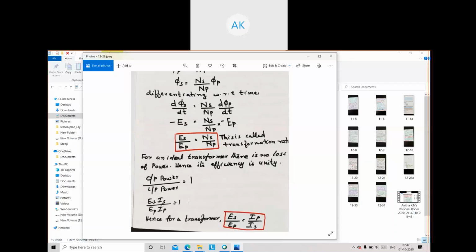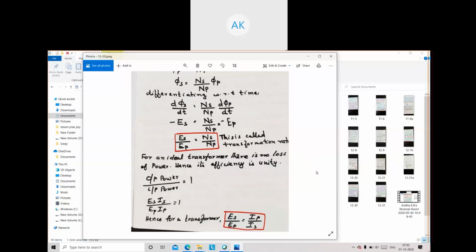ESIS by EPIP, the power equation, E into I. ESIS by EPIP equal to 1. Hence, for a transformer, ES by EP equal to IP by IS. You cross multiply: ESIS equal to EPIP. So ES by EP is IP by IS here.